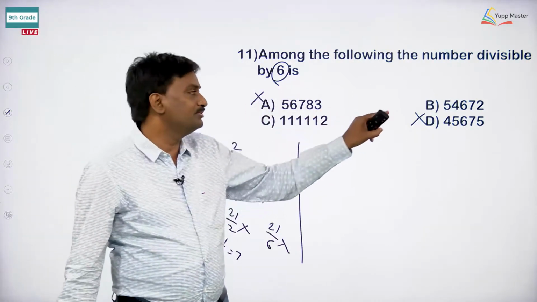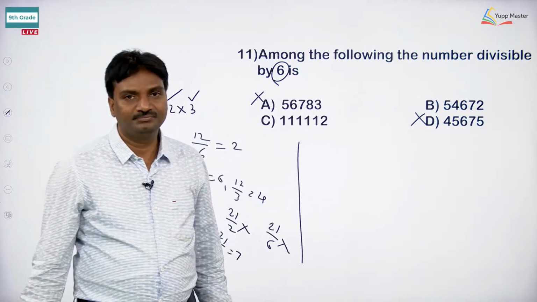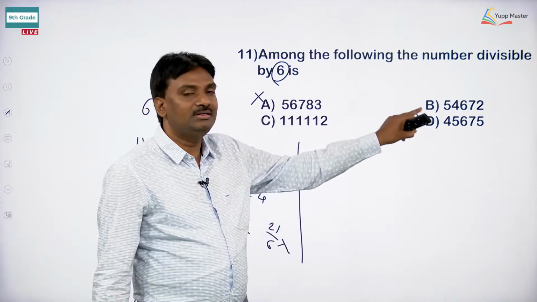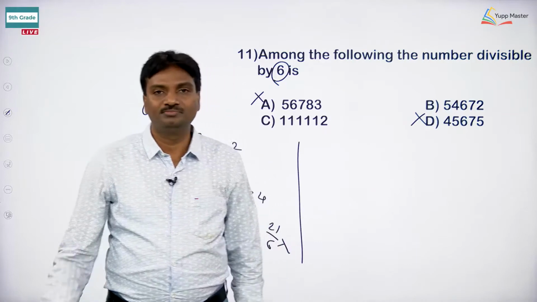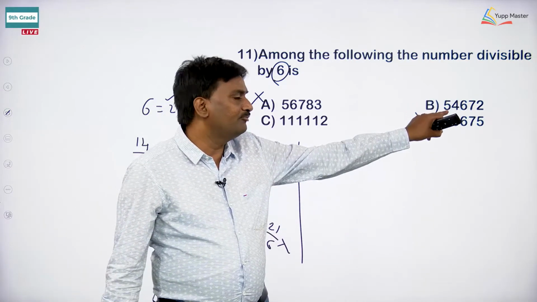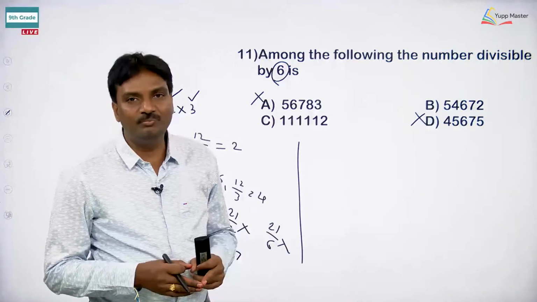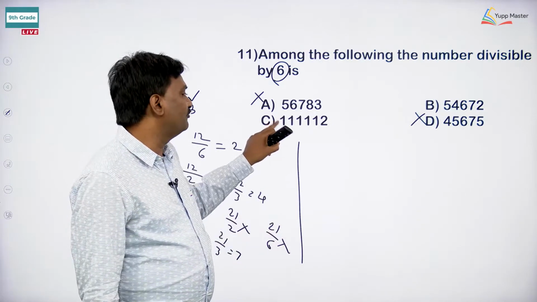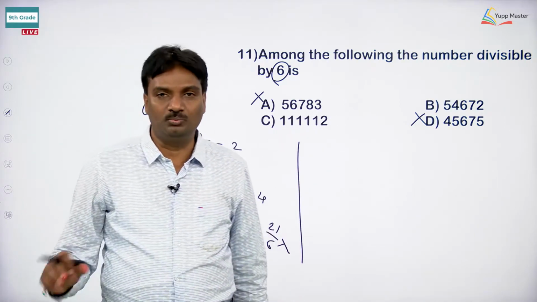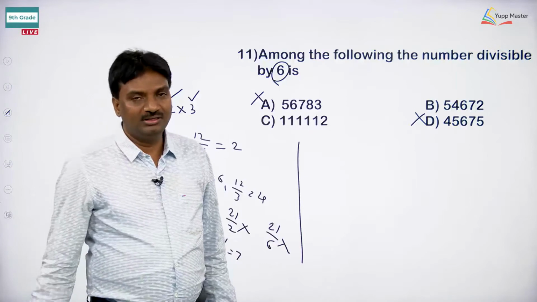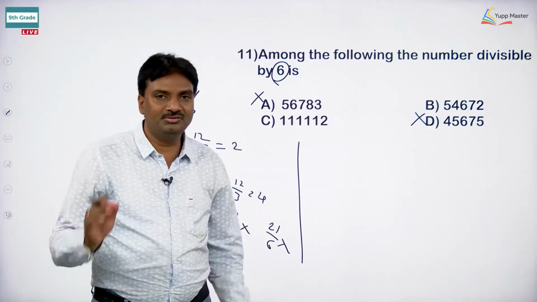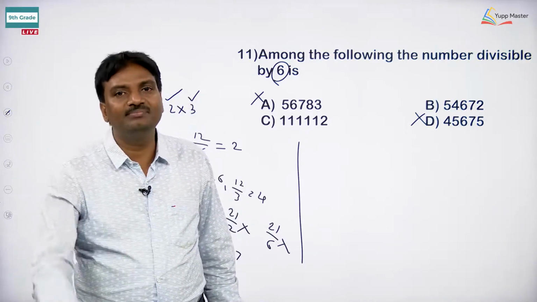So the correct option may be either B or C. Option B and option C, clearly the last digit is 2. Clearly we can say the number 54672 is divisible by 2. In option C we have 111112. This number is also divisible by 2. Okay. Next, check with 3. Check whether the numbers in option B and option C are divisible by 3 or not.